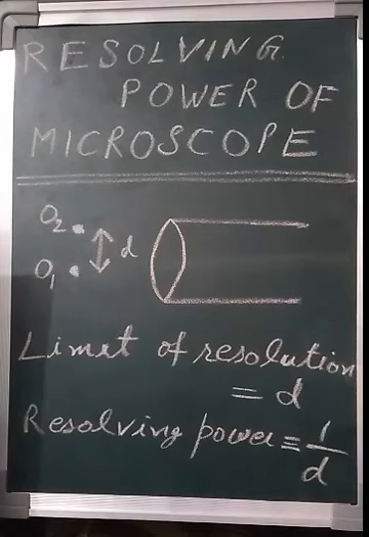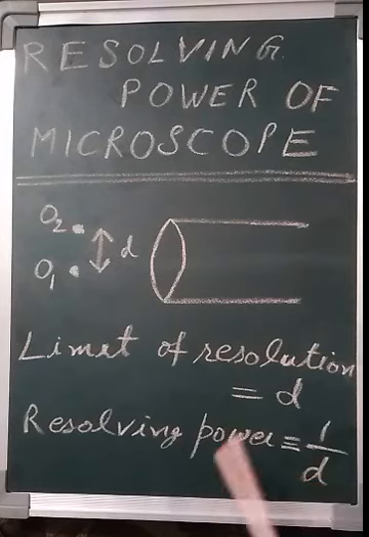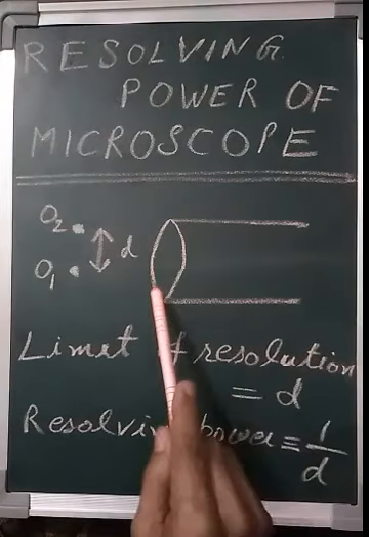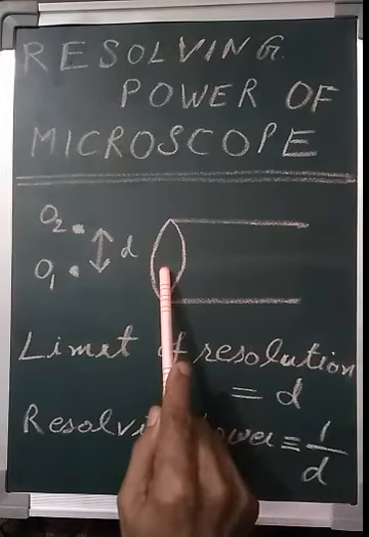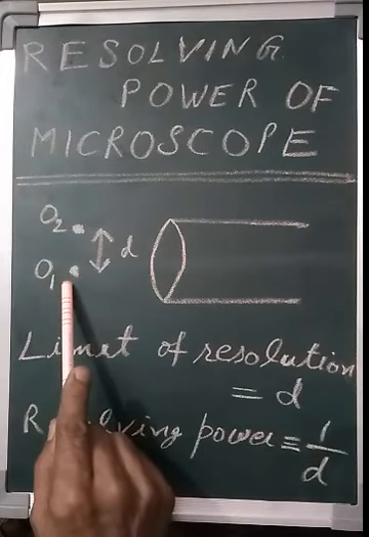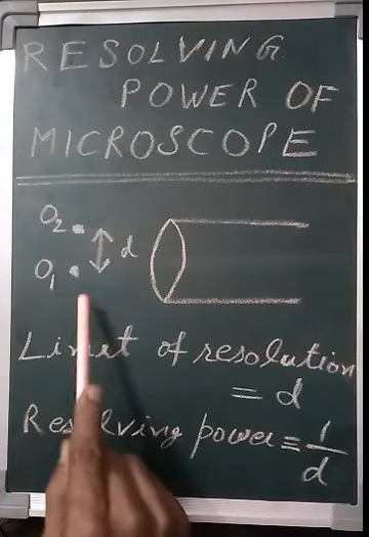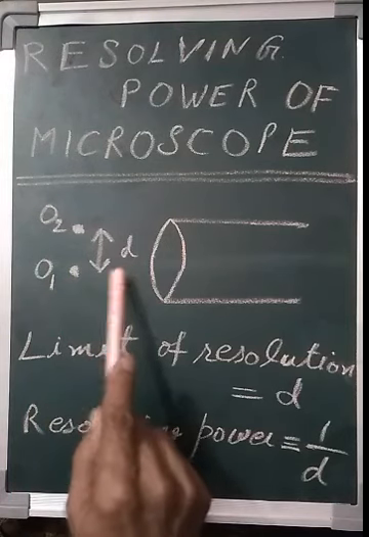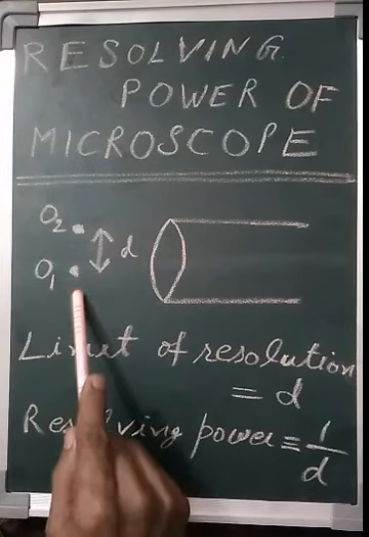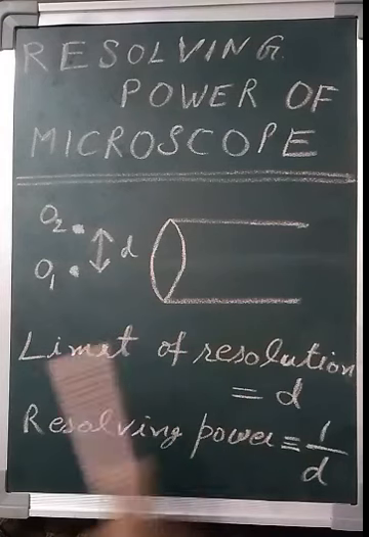Quantitatively, resolving power of a microscope is defined as the reciprocal of limit of resolution of microscope. Now let us try to understand what is the meaning of limit of resolution of microscope. Suppose we have this microscope having objective lens here, and these are 2-point objects O1 and O2 separated through small distance d, which are to be seen as resolved with the help of microscope.